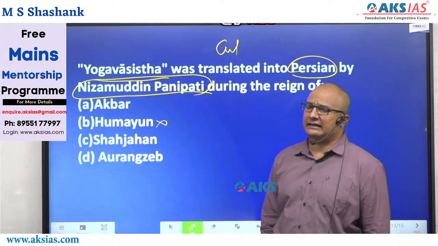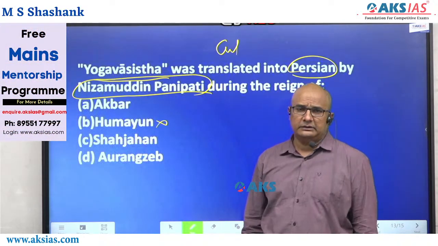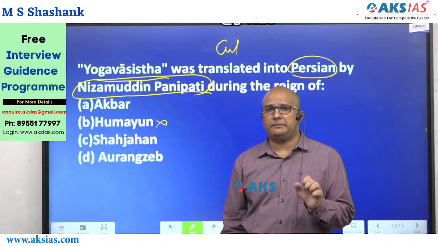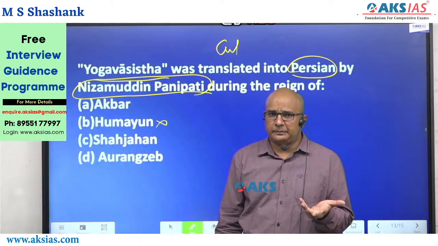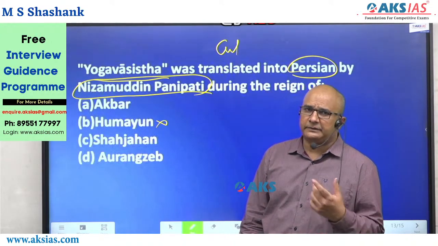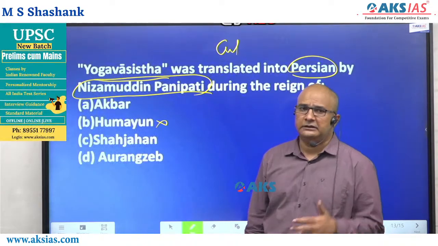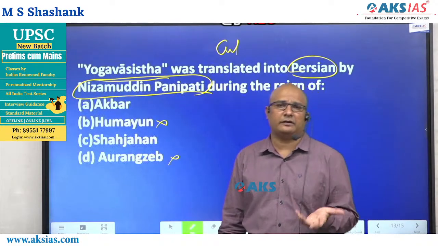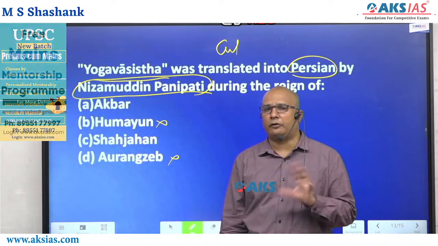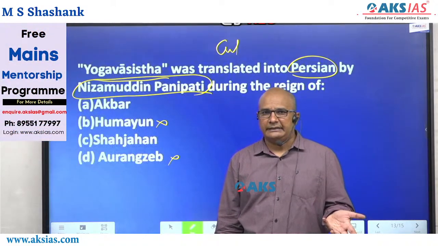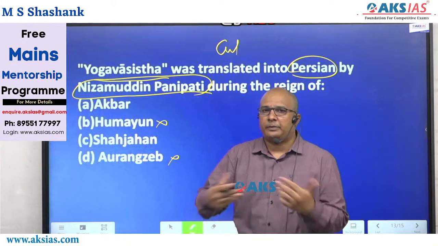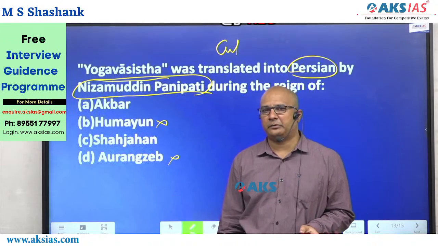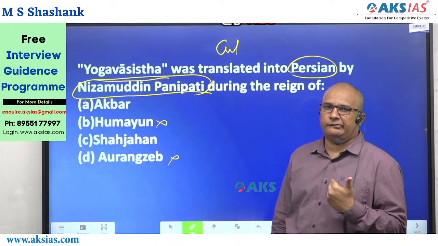One thing you can definitely cancel out is Humayun. Why? Because Humayun really had a very turbulent and disturbed political life. And for a large period of his life, he was not even in India. So, in fact, he really didn't have time for such scholarly literary activities. And even Aurangzeb you can to some extent eliminate, because Aurangzeb was really more of a conservative, orthodox type of ruler. He didn't have that broad-mindedness to promote history and literature and all. He was more of a negative type of ruler. So, these two we can eliminate.